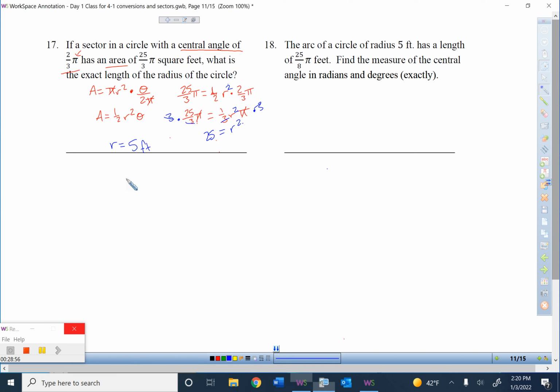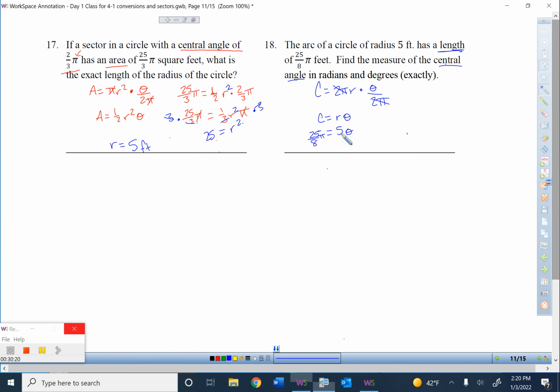All right, let's look at this. C equals r theta. We're going to substitute in what we know. We know that the radius was 5, so that's going there. And we know the length, or the circumference piece here, is our 25 over 8 pi. And then theta to the side. Theta is what we're solving for here.